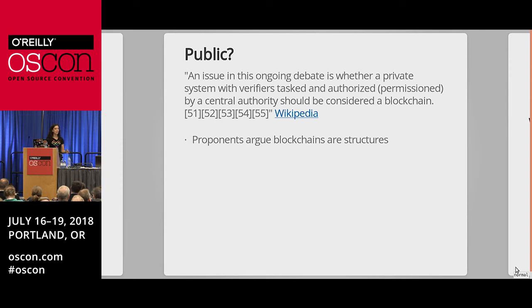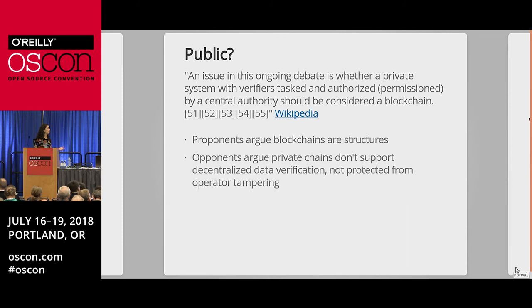If you're a business and you want your LDAP to be on the blockchain, then I think it makes sense for the whole wide world to not be able to see all of your employees' personal information. But opponents will argue that private chains don't support decentralized verification and therefore are not protected from operator tampering. So basically, if my blockchain is not public, then I cannot trust that the data has not been tampered with, and then what I have is a linked list, not a blockchain. Yeah, words are hard.